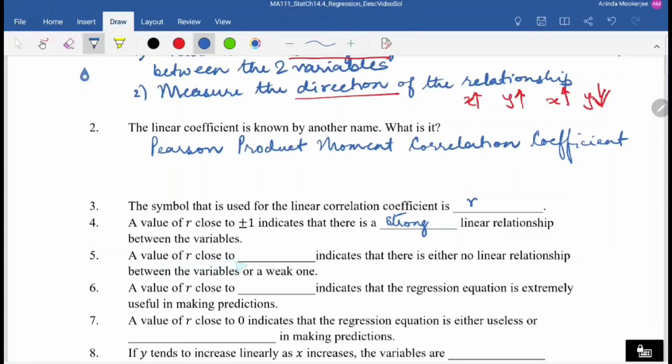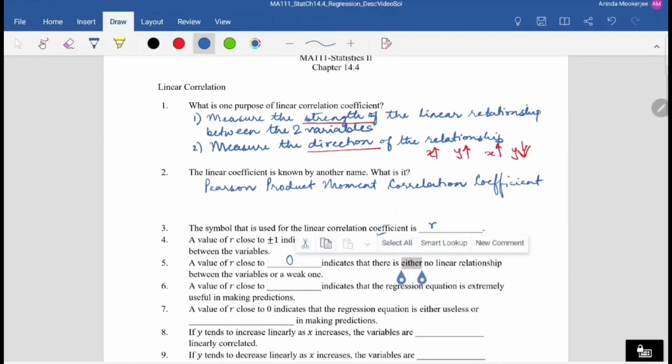A value of R close to plus minus 1 indicates that there is a strong linear relationship. So if the value of R is close to a positive 1 or close to a -1, that means it's a strong relationship between the two variables. A value of r close to blank indicates that there is either no linear relationship between the variables or a weak one. That means if the value of r is 0, then there's no relationship between the two variables, right?